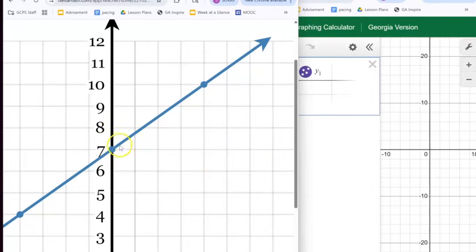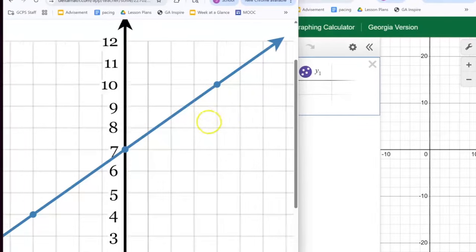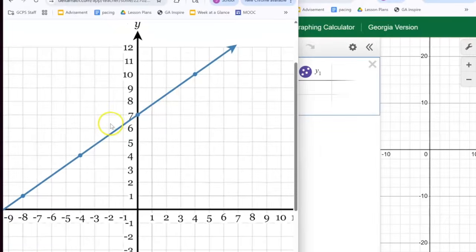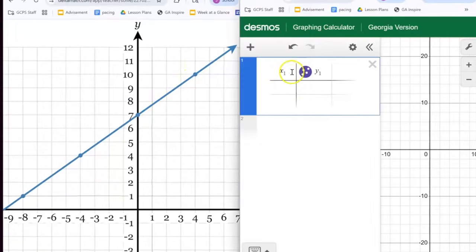Where does that blue line pass a corner? Is this a corner? No. This a corner? No. This a corner? No. This a corner? No. This a corner? Yes. Okay, so again, you're looking for 2 corners. So Delta Math is going to give it to you, but on your test, they're not going to give it to you. Once I find the corner, I need the X and the Y.